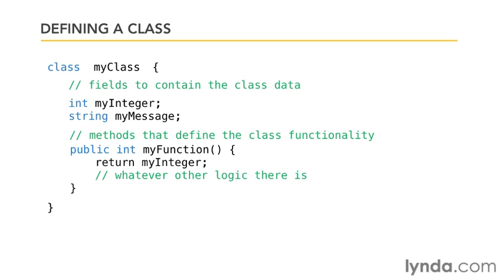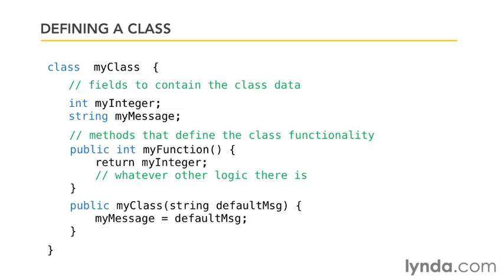We could just stop here if we wanted to, but it's customary in C# to define what's called a constructor. A constructor function has the same name as the class. So to define the constructor, you can see I've done that here. I've got a method called myClass. And in this case, this method is taking a string argument, which uses the value of the argument to set the initial value of the myMessage field.